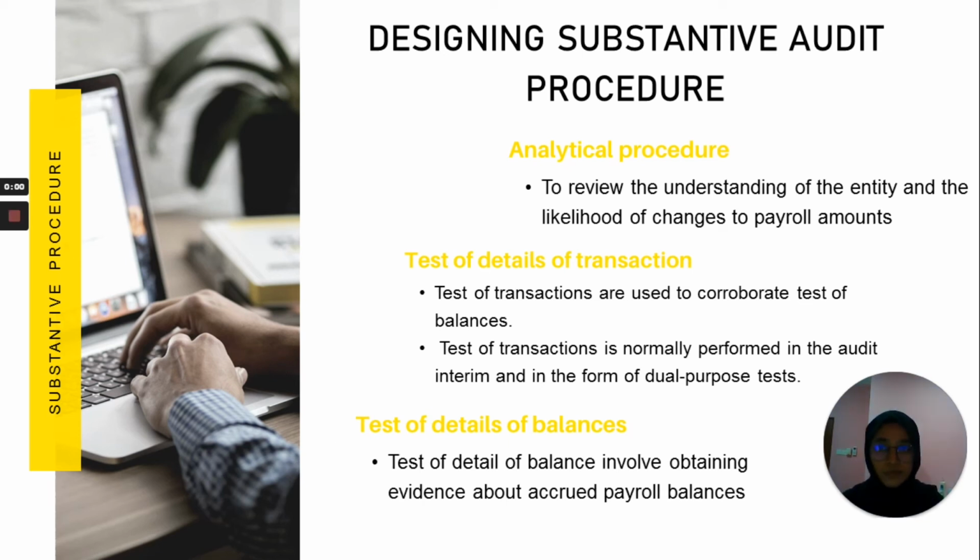Next, after analytical procedures, substantive audit procedures also consist of tests of details of transactions. Tests of transactions are used to corroborate tests of balance. Tests of transactions are normally performed in the audit interim and in the form of dual purpose tests. In addition, auditors may focus only on tests of balance and not tests of transactions for payroll. The test of control for payroll transactions can be constituted as a test of transaction.